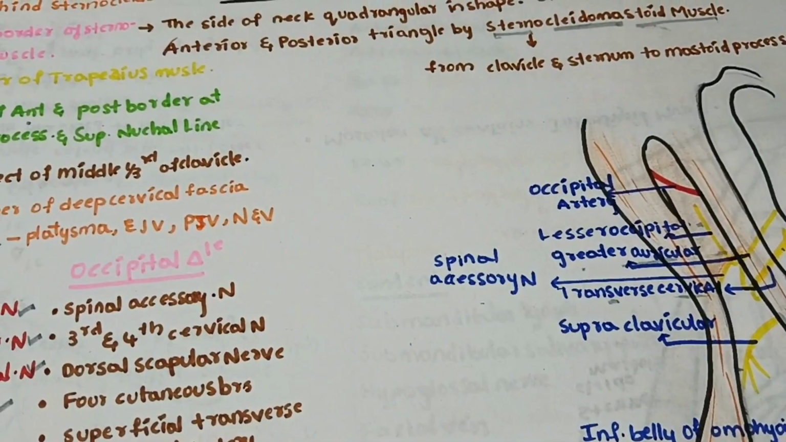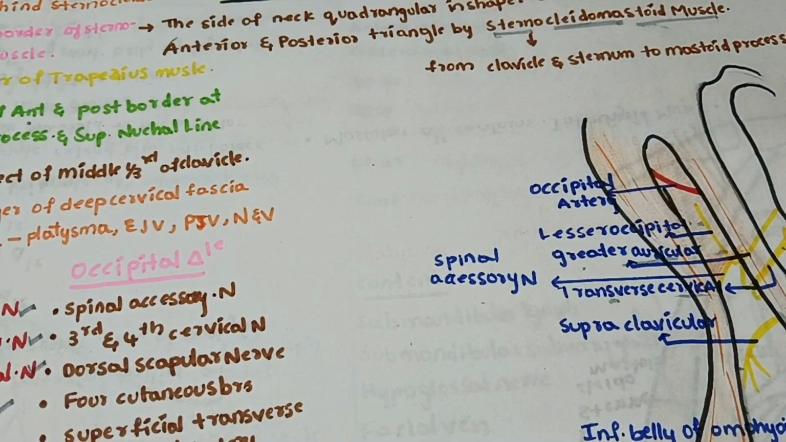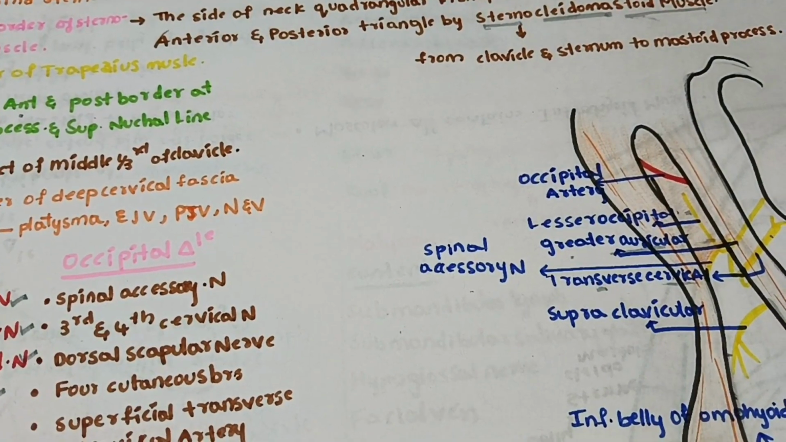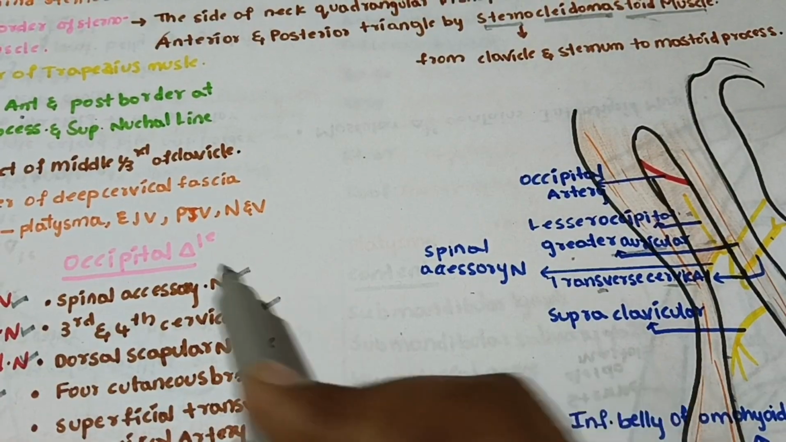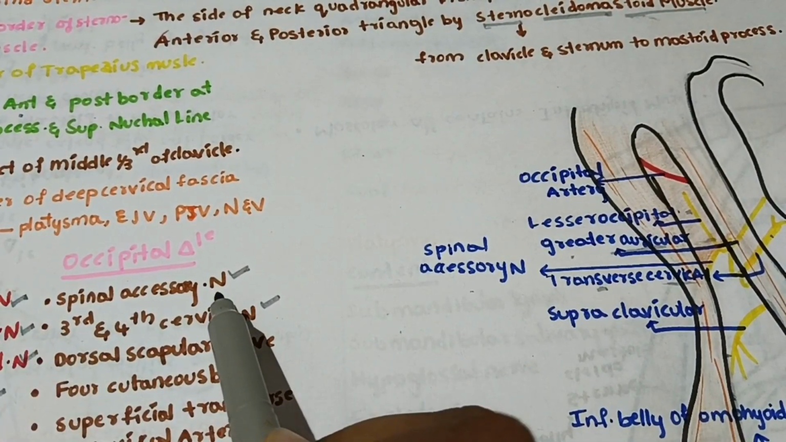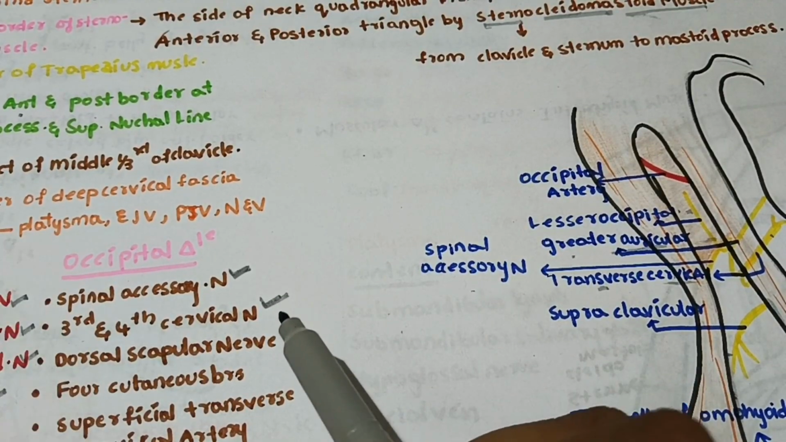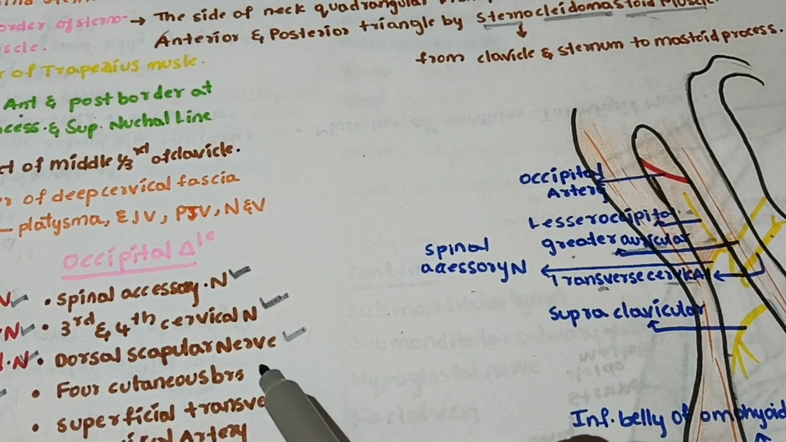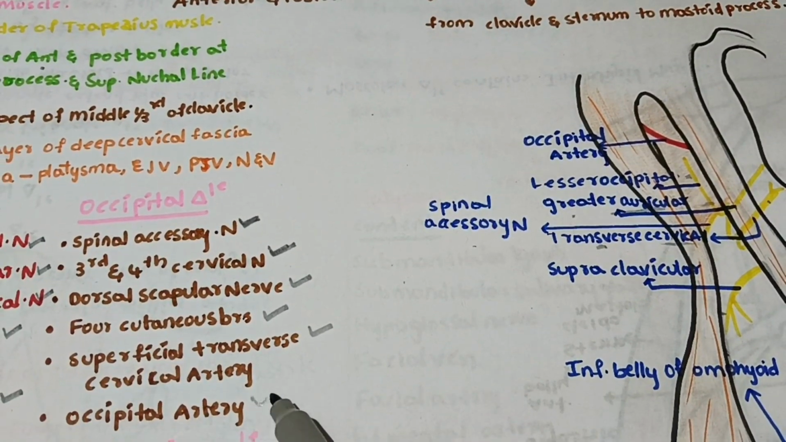Now, what are the structures present in the occipital triangle? Very simple. The 4 cutaneous nerves in the roof, as I said: lesser occipital, greater auricular, transverse cervical and supraclavicular. These 4, along with the spinal accessory nerve, which is a cranial nerve, the 3rd and 4th cervical nerves, 1 dorsal scapular nerve, the superficial transverse cervical artery and the occipital artery.